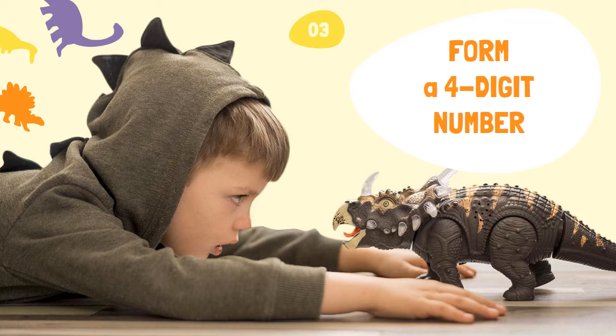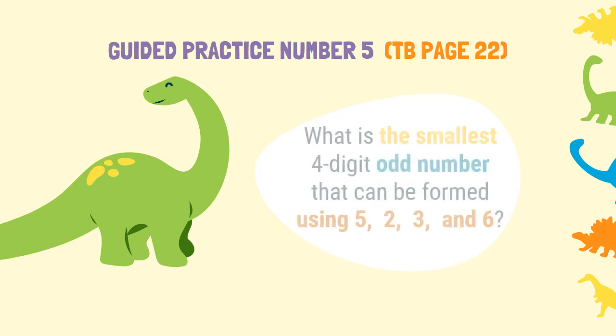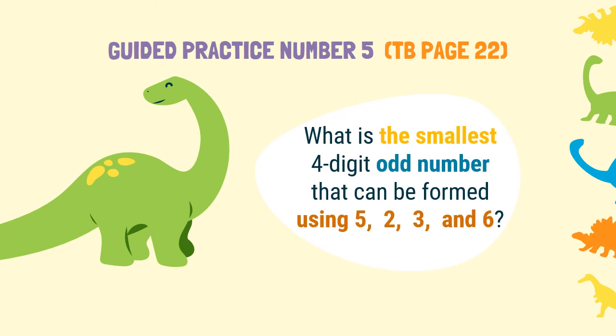Now, lastly, we will study how to form a 4-digit number. Open your textbook page 22, guided practice number 5. The question is, what is the smallest 4-digit odd number that can be formed using 5, 2, 3, and 6? So, look at the question. The smallest odd number, and we must use 5, 2, 3, and 6.